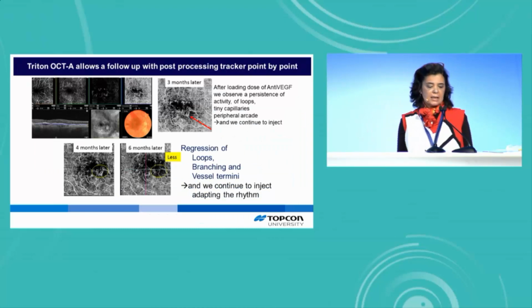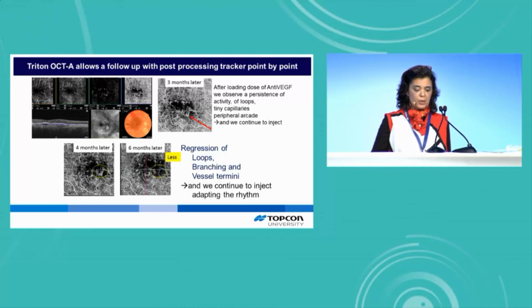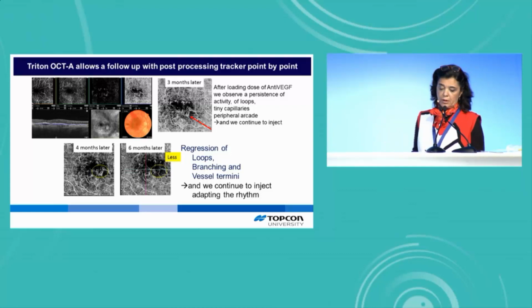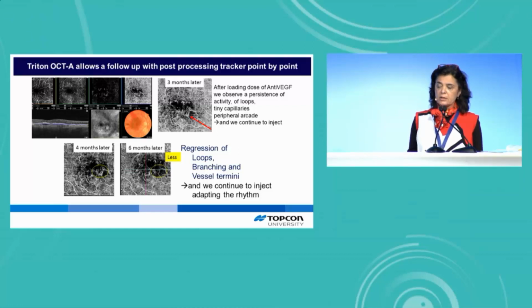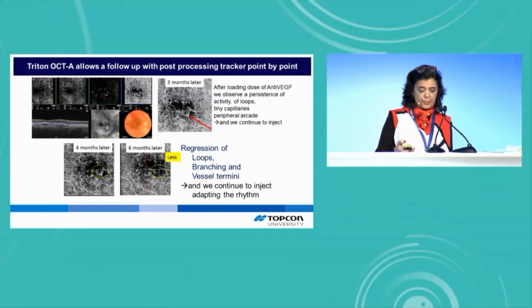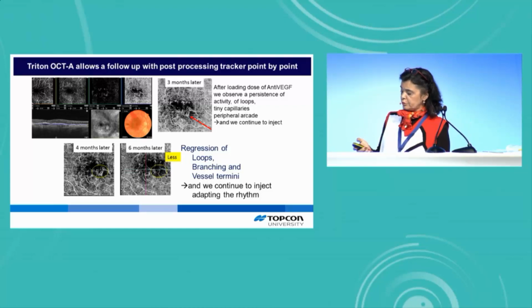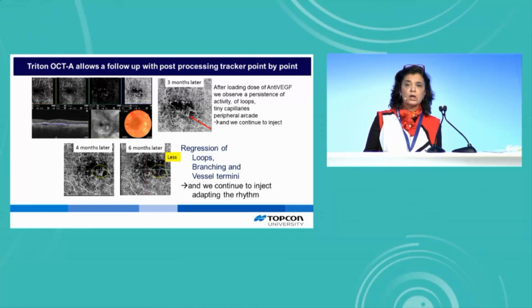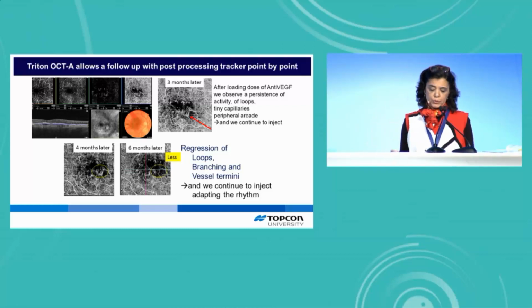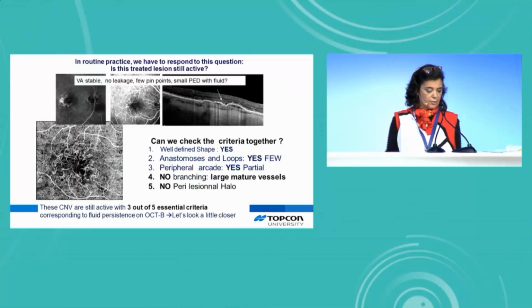Triton OCT-A allows a follow-up with post-processing tracker point by point. An example. After a loading dose of anti-VEGF, we observe a persistence of activity with persistence of partial peripheral arcade, and we continue to inject. 4 months later and 6 months later, we observe regression of loops, of branching, of vessel termini. We can adapt the rhythm of injection.